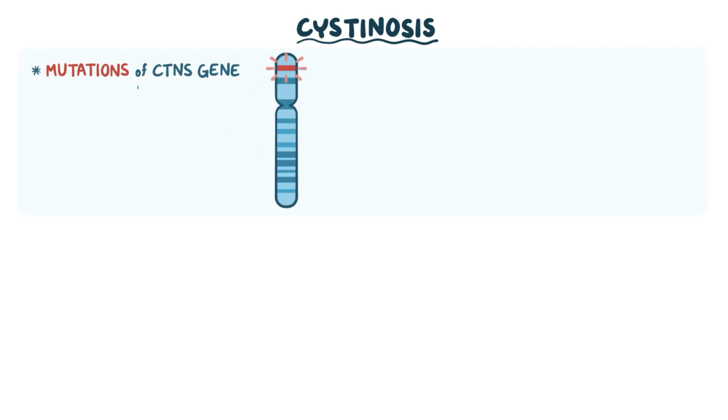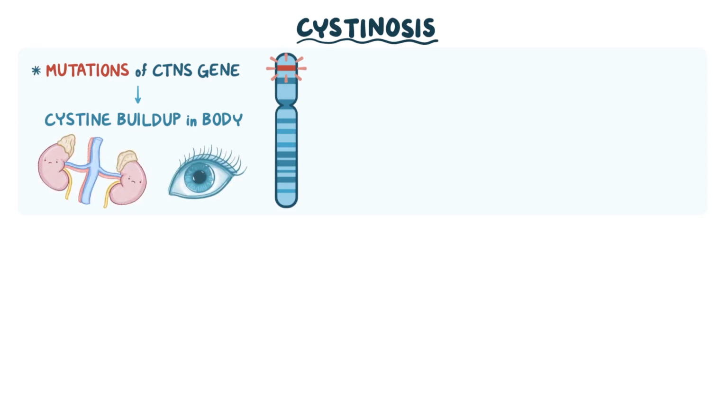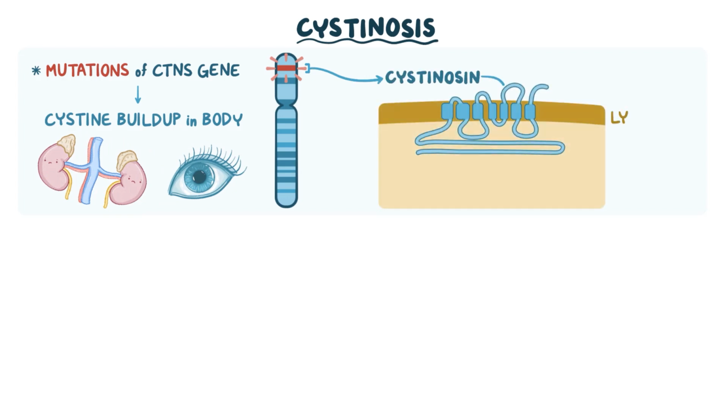All right, as a quick recap, cystinosis is a rare condition caused by mutations of the cTNS gene that leads to a cystine buildup in the body, causing damage to organs like the kidneys and eyes. The cTNS gene encodes for the protein cystinosin, a transporter that is found embedded in the lysosomal membrane. Its function is to export cystine out of the lysosome.